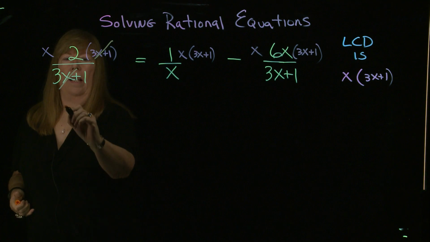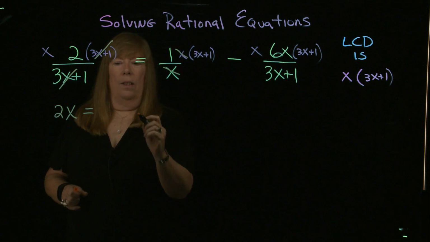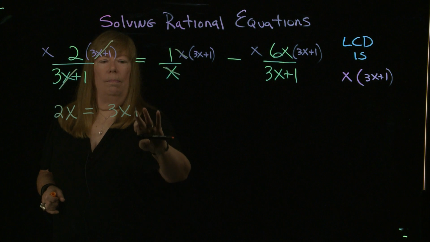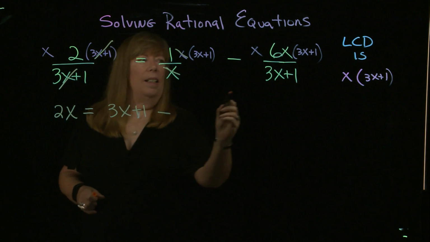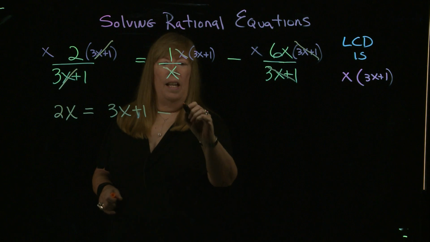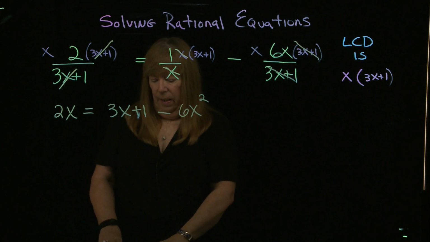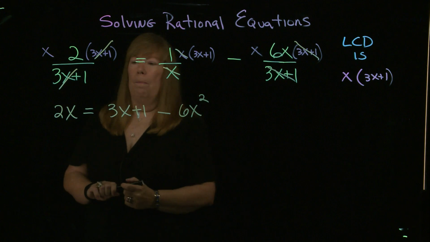These cancel, and I have 2x. These x's cancel, and I have 3x plus 1 minus 3x plus 1 cancels. X times 6x is 6x squared. Okay, do you see it? For the first time, we've got one that's a quadratic because we've got an x squared.